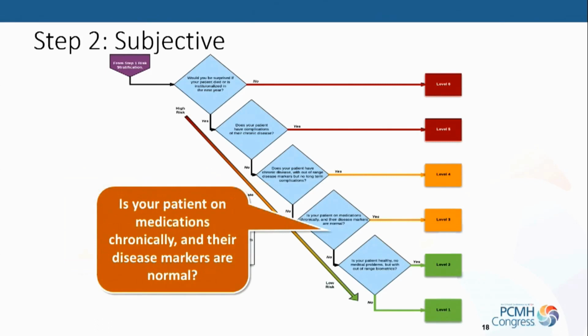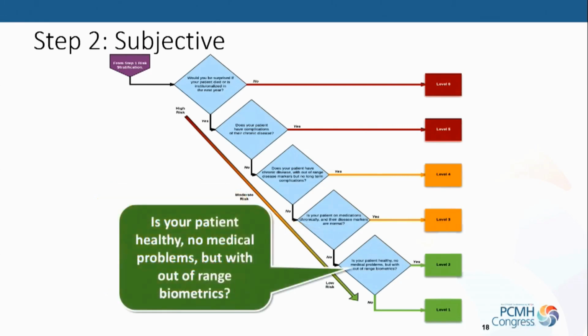This is going to be kind of the average patient for those of us who see patients in the office. They're on medications, they have chronic diseases, but they're stable. Think of the hypertensive, hyperlipid, diabetic patient you see over and over and over again. That's probably a level 3 patient. And then the final question: is your patient healthy but they have out-of-range biometrics? They're overweight, for example, right? That might be a level 2 patient and everybody else is a level 1 patient. So those 5 questions sort patients into one of 6 different levels.